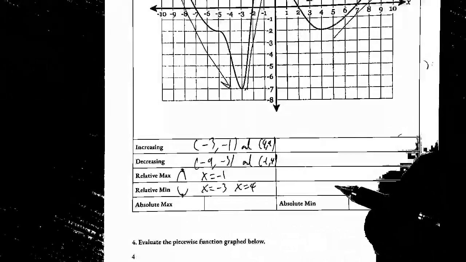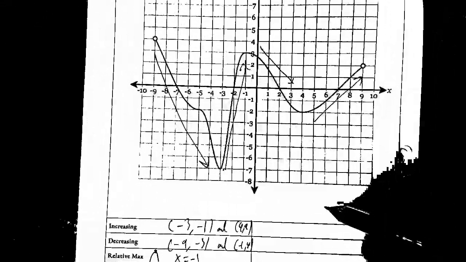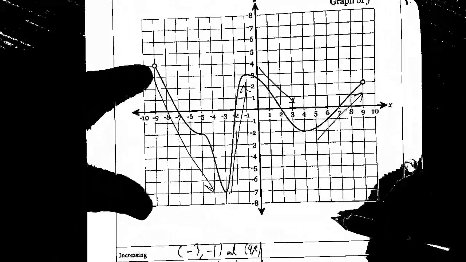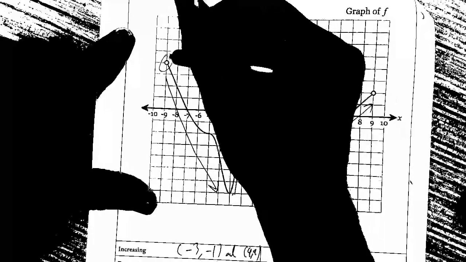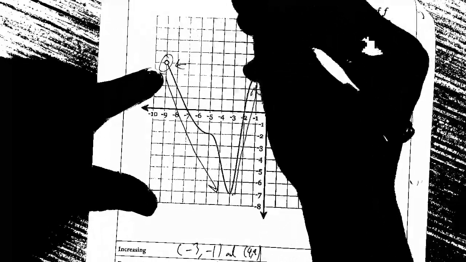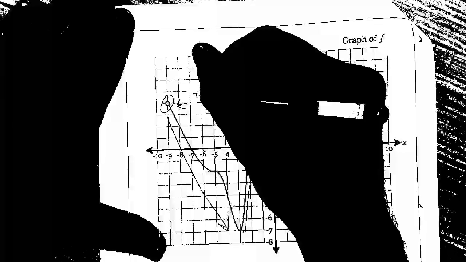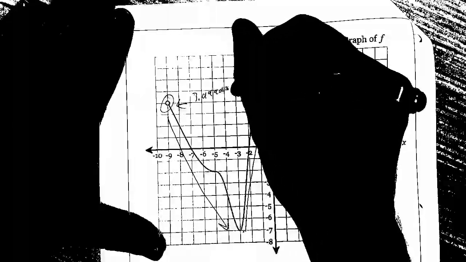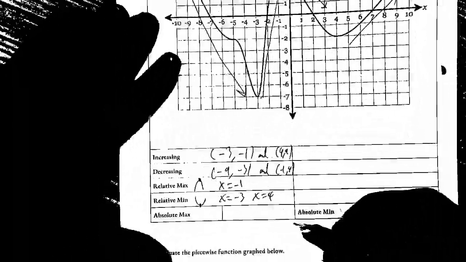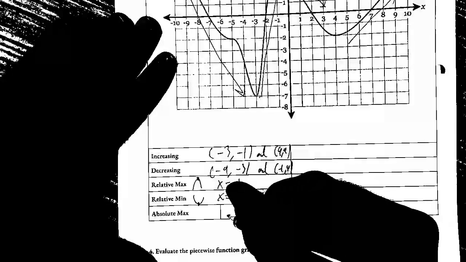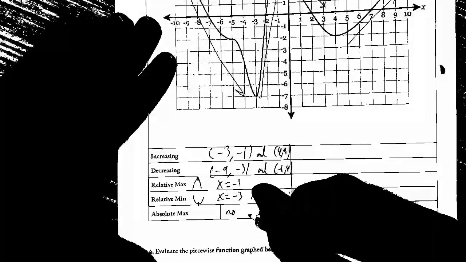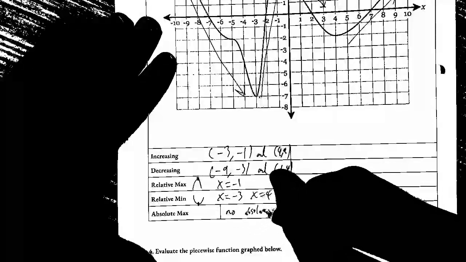Absolute max is the most that it ever is. So the absolute max is the highest we go. Notice that the highest we go is this 4 right here, but see how it's open? That means the technical absolute max is like 3.999999 repeating forever. So we say that there is none. There is no absolute max because we can't determine what that number is.